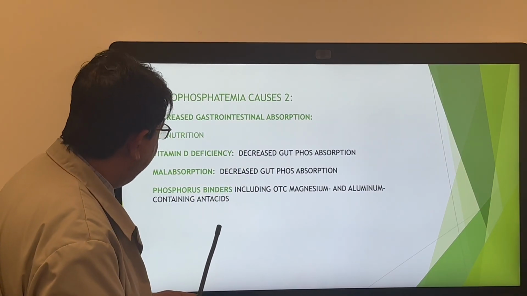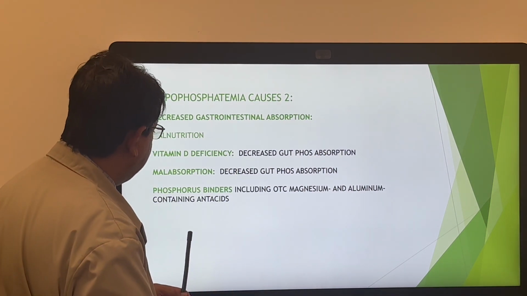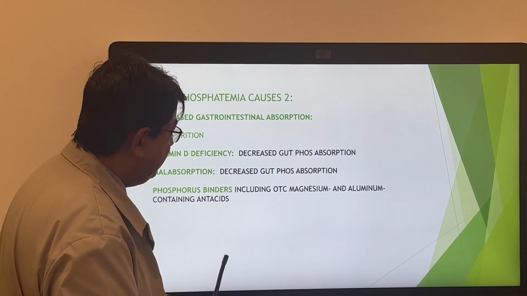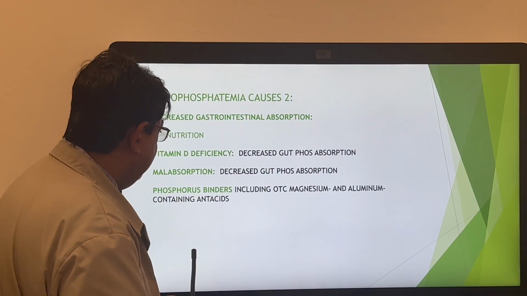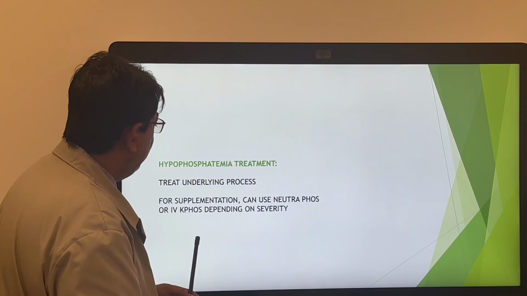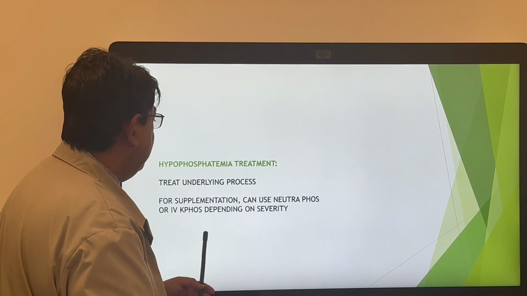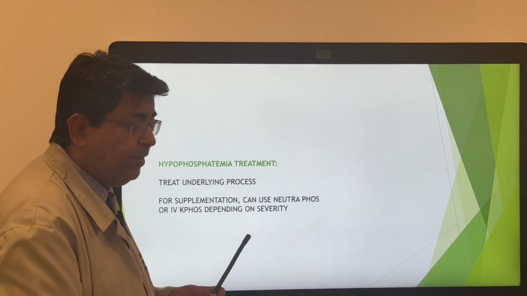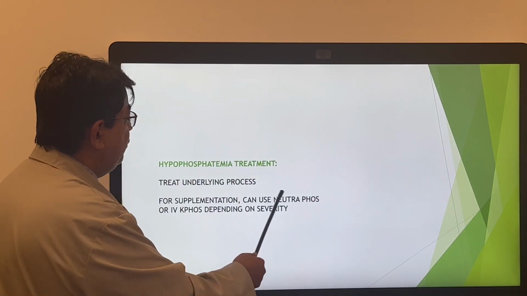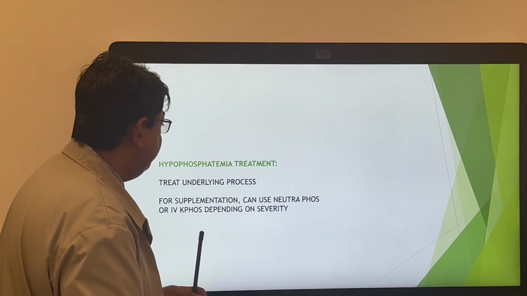Gastrointestinal absorption can be affected, as in malnutrition, decreased gut phosphorus absorption, as in vitamin D deficiency, malabsorption, and if you're taking phosphorus binders, including the over-the-counter magnesium and aluminum containing antacids. Treatment of hypophosphatemia is to treat the underlying process. So you just have to recall the various etiologies that are possible and that are clinically relevant. If you need to supplement phosphorus, typically you can use Nutriphos if it's mild, or intravenous potassium phosphate if it's severe.